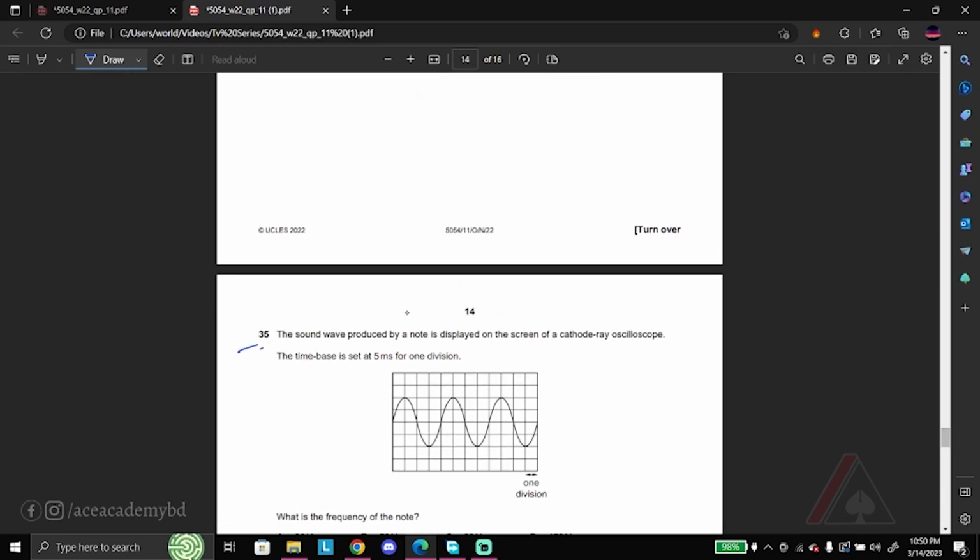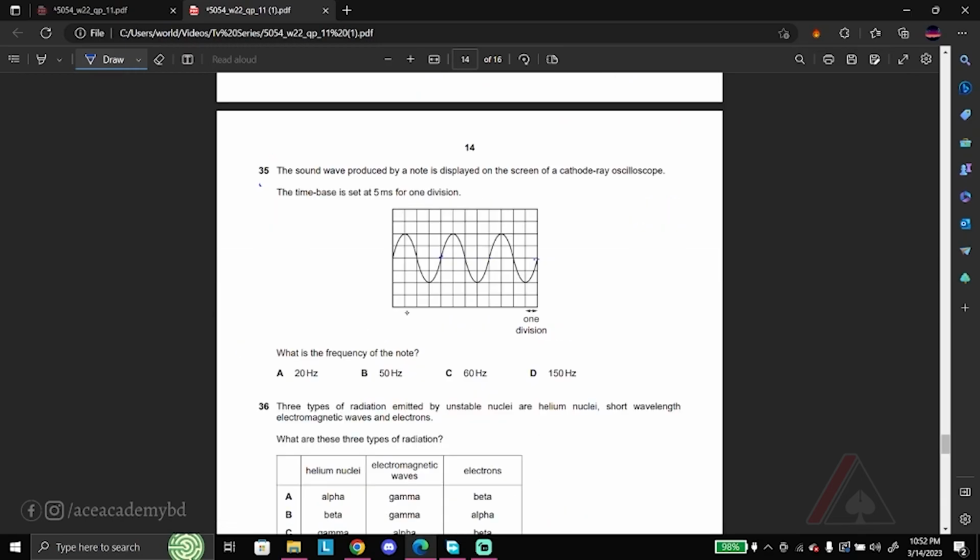So let's move on to question 35. The sound wave produced by a note is displayed on the screen of a cathode ray oscilloscope. The time base is set at 5 milliseconds for one division. So one division up here is 5 milliseconds. What is the frequency of the note? Right, so frequency is the number of oscillations per unit time, so the number of single waves per unit time.